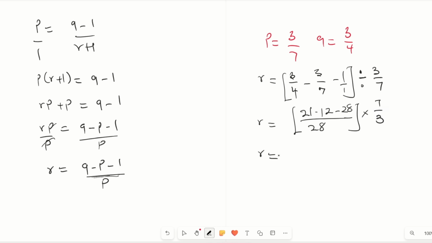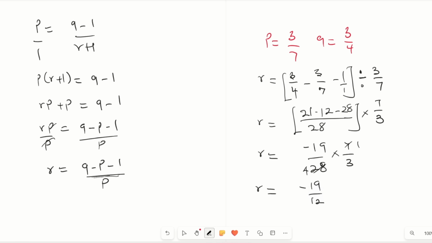So we have R to be equal to 21 minus 12 minus 28, which should give us negative 19 all over 28. Here you can just use your calculator to get the minus 19 all over 28. Then we multiply by 7 over 3. It means that 7 will go here 1, 7 will go here 4. So our R is equal to negative 19 over 4 multiplied by 3, which will give us 12.